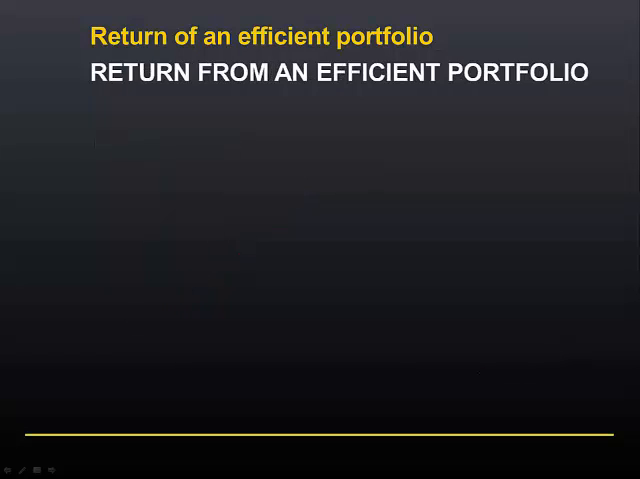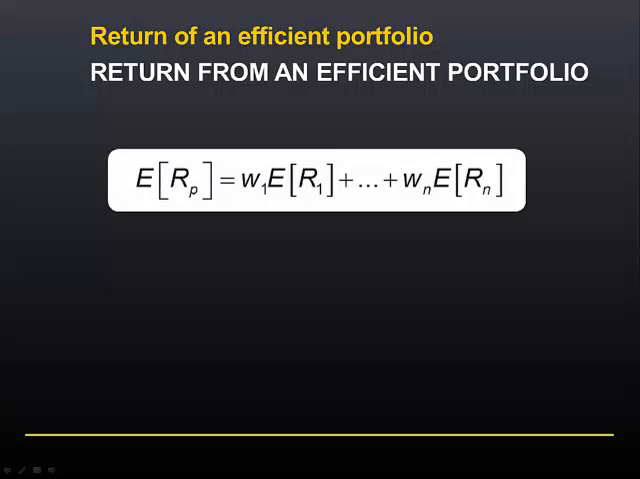Let's first look at the expected return from an efficient portfolio. This is the formula we used previously for the expected return of a portfolio. It is a weighted average of the expected returns from each asset in the portfolio, weighted by the proportion of funds invested in each asset. This is the general version of the formula applying to a portfolio with n investments.